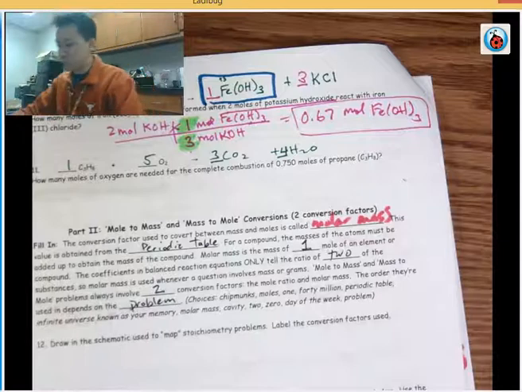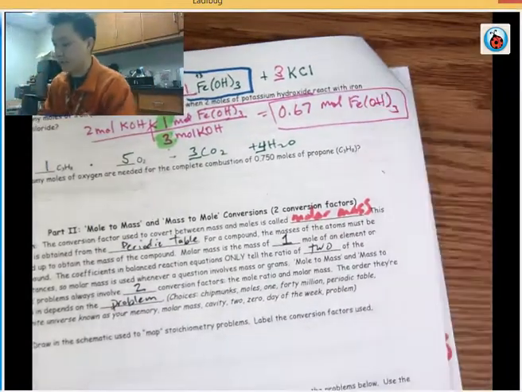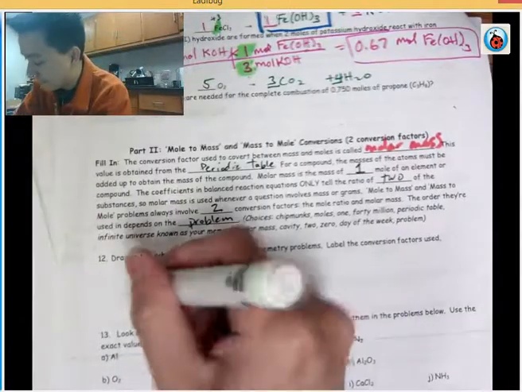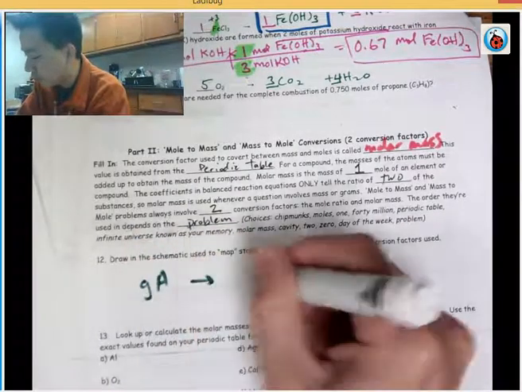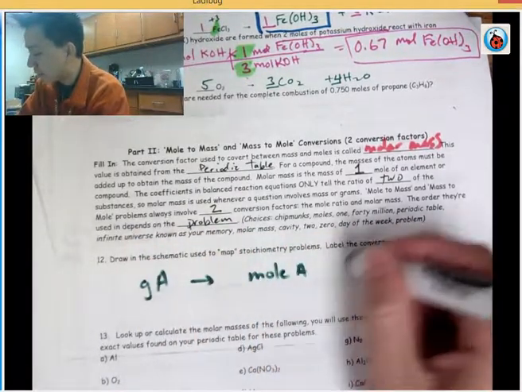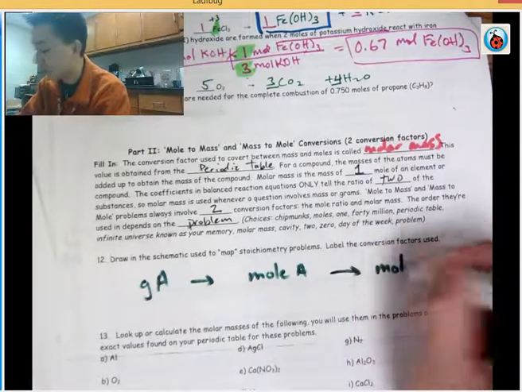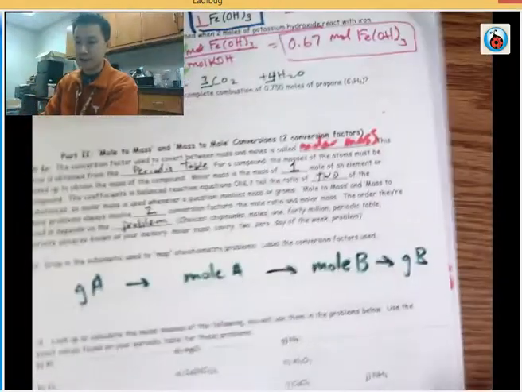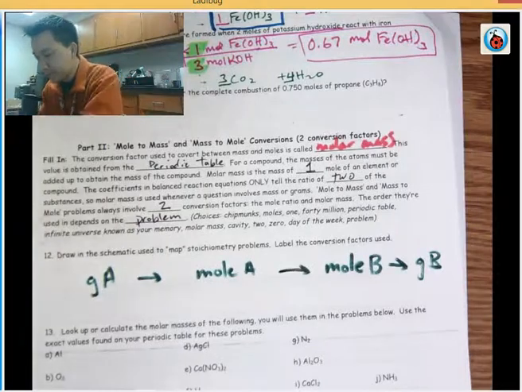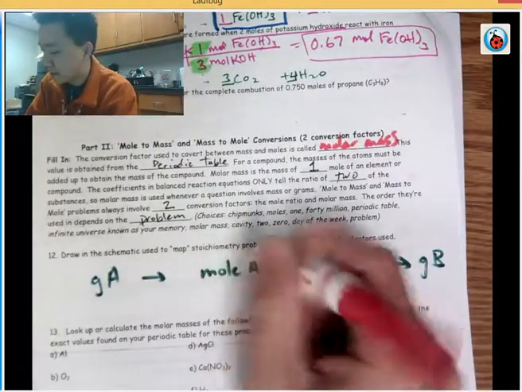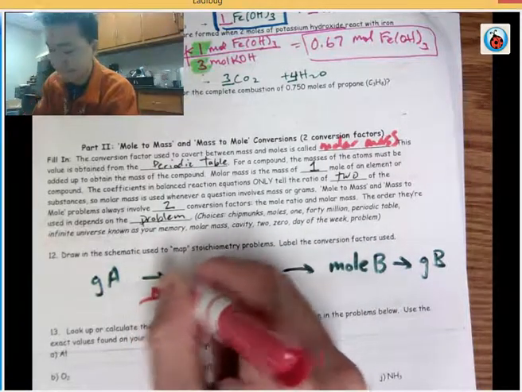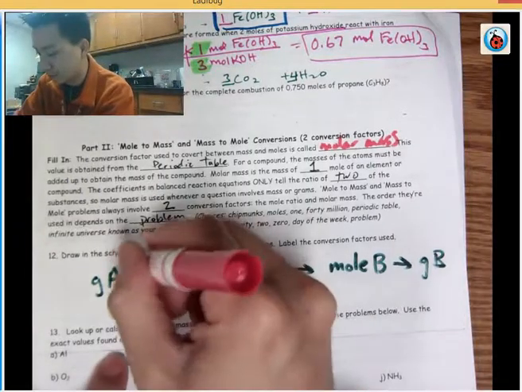Okay. So draw a schematic map of a stoichiometry problem. Label the conversion factors used. Here's a stoichiometry map. You're going to go from grams of A to moles of A, then you can use the conversion factor, mole ratio, and switch to moles of B, and you go to grams of B. Okay? And here's the mole map. From grams of A to moles of A, you need grams on the bottom, mole on top. Get the molar mass. So you're going to use the molar mass of whatever A is.